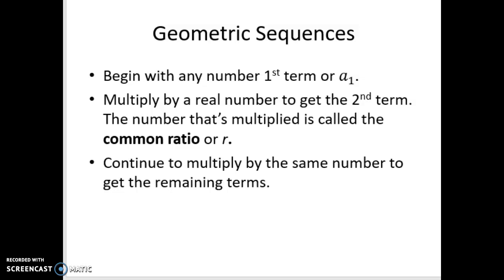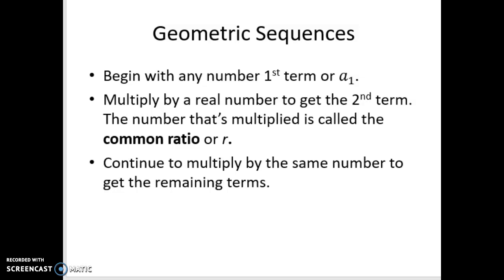In this video, I'm going to talk to you about geometric sequences. So here we're talking about a sequence where we are multiplying one term by the same thing over and over and over again to get the next term. So here we can begin with any first number. We call that first term a sub 1.